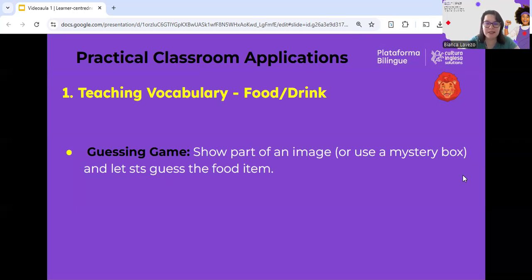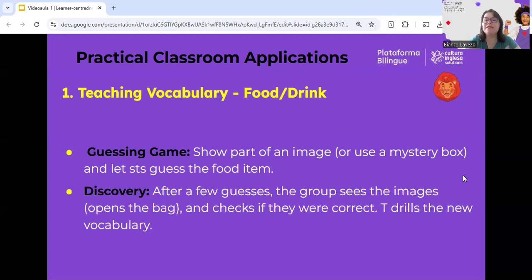They see part of it. Then, after a few guesses, right, they see the images, the complete images, or you open the box, the bag, right? And you check if they were correct or not. This is the moment for drilling. So this is the moment that you're going to say, guys, let's repeat, apple, apple. They say apple, right? Or it's an apple, it's an apple, it's an orange, and so it goes.